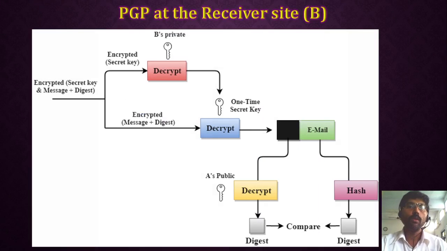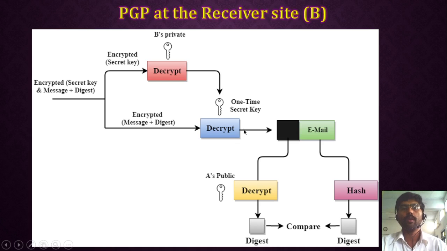At the receiver, we do the process in reverse order. We get all the encrypted information: the secret key, the message, and the digest. First, I have to recover the secret key. Here the secret key is encrypted by the public key provided by B. So here I have a private key. Using that private key, I first recover the secret key. Once I get the secret key, I can recover the email as well as the encrypted hash code.